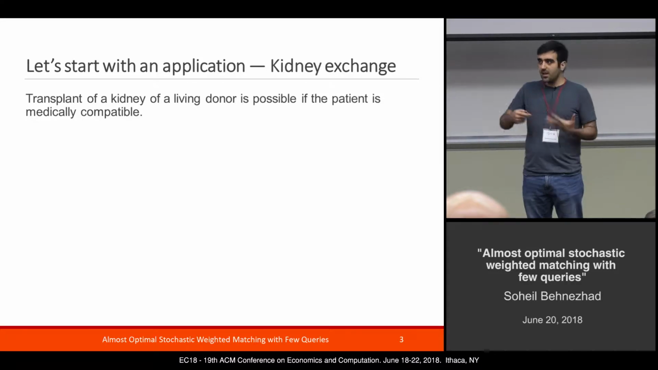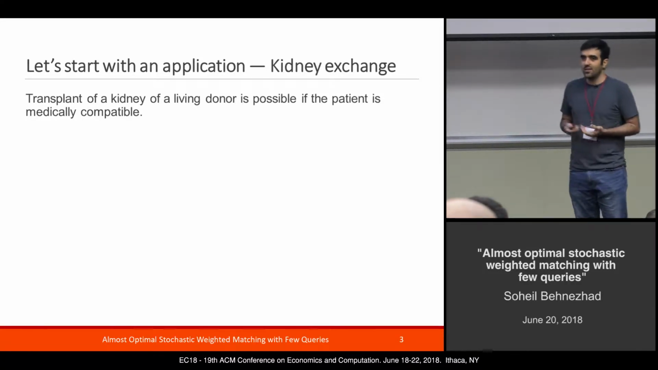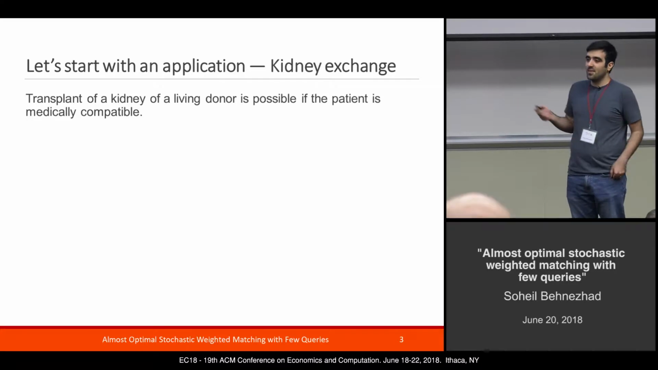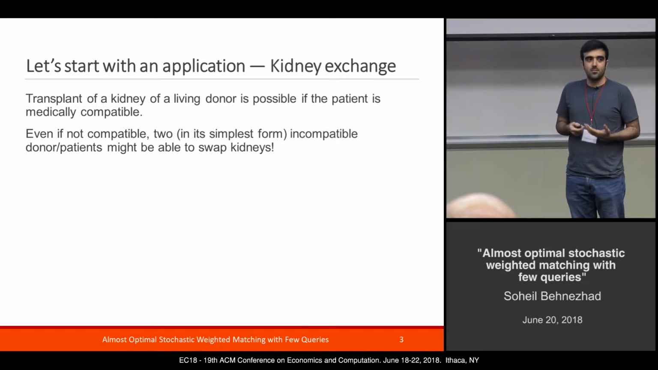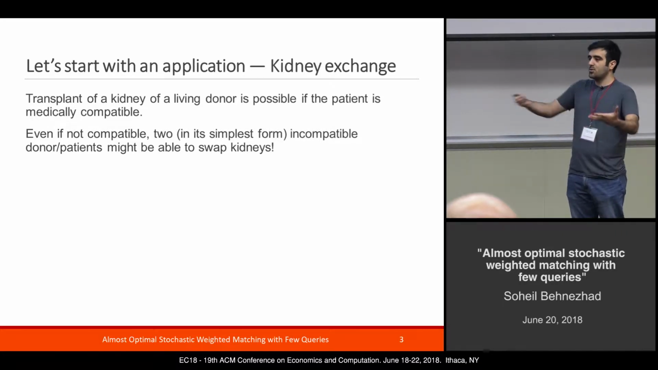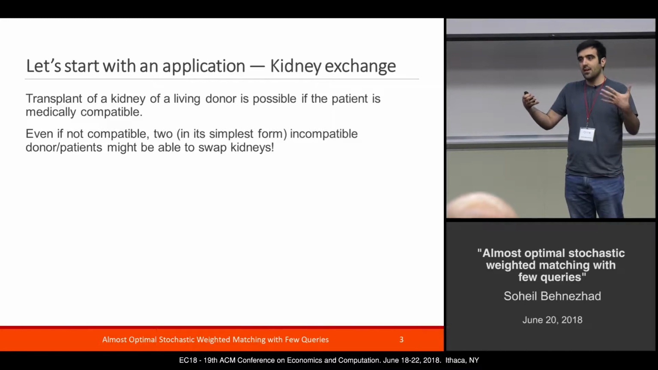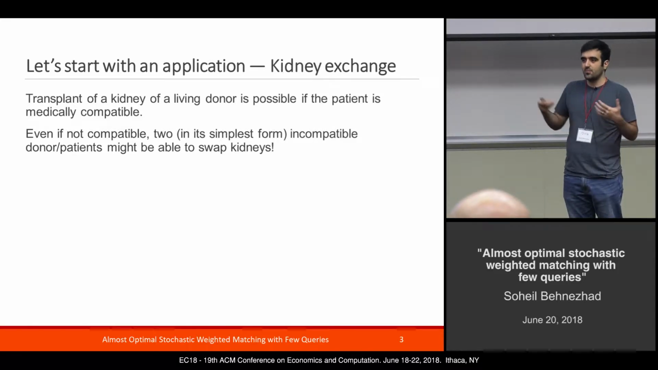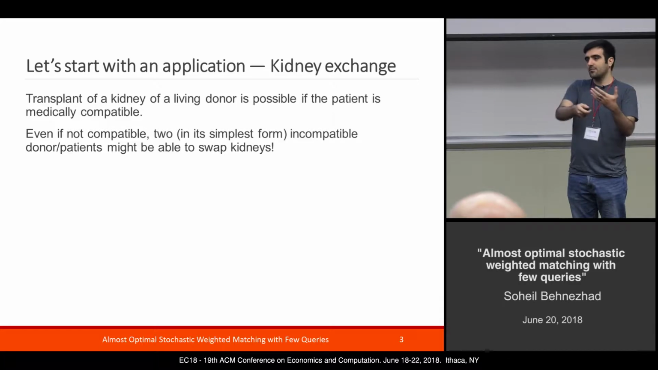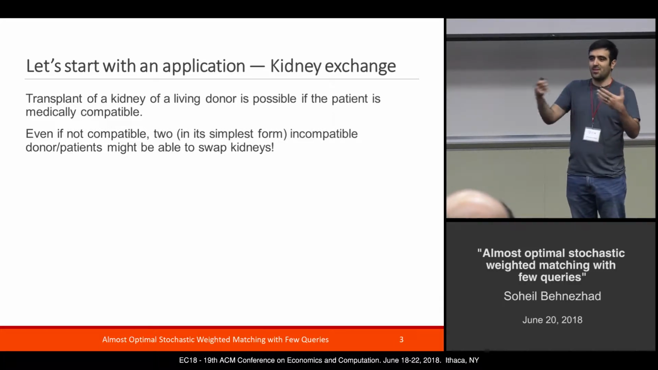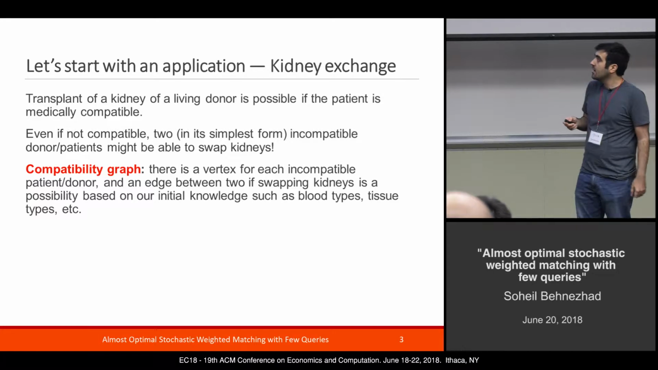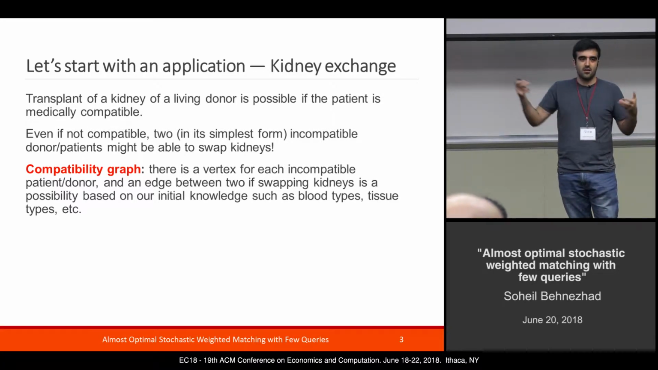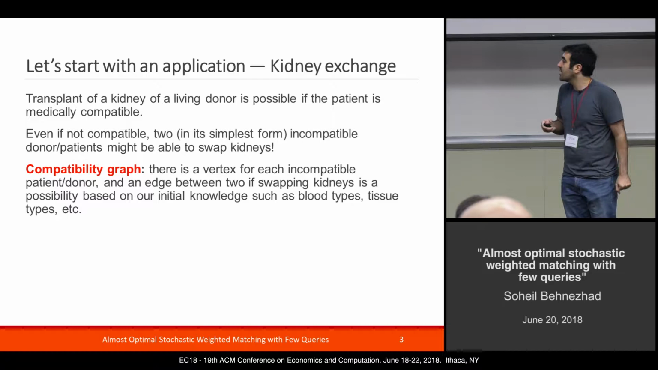So transplant of a kidney of a living donor is possible if the patient is medically compatible with the donor, right? But even if they're not compatible, what we can do is to take two incompatible donor-patient pairs and swap the kidneys that they have, right? So the donor of one pair transplants his kidney or her kidney to the patient of the other pair and vice versa. And this is the simplest form. You can think about having chains or cycles or something like that.